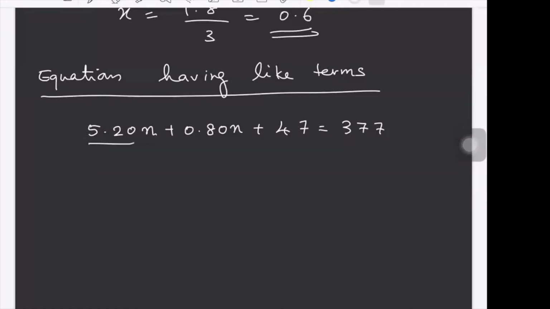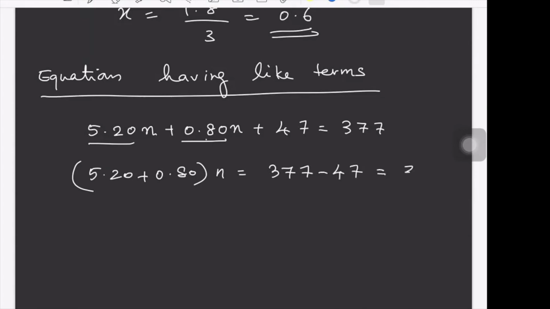So we have 5.2 plus 0.8. So we have 5.20 plus 0.80 times n is equal to 377 minus 47. And this is nothing but 330. It's not 337, Prisha. Yeah, cool. So we have 6n is equal to 330. So your n is 330 divided by 6.